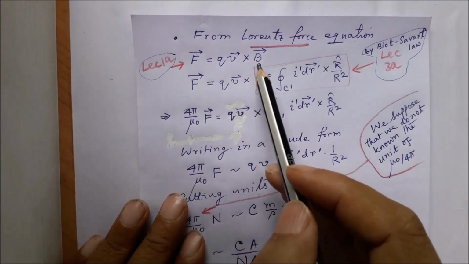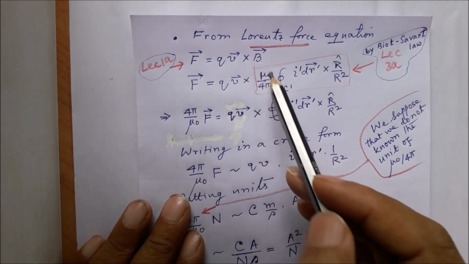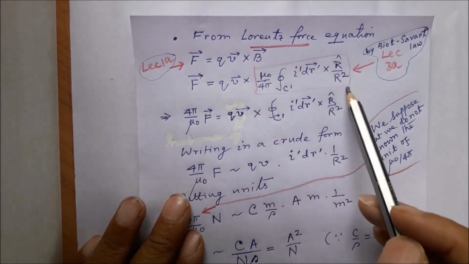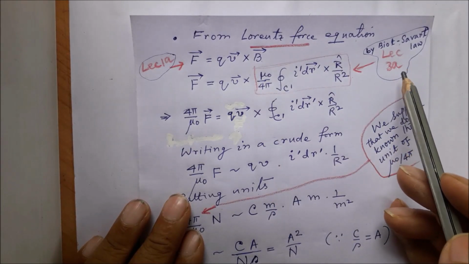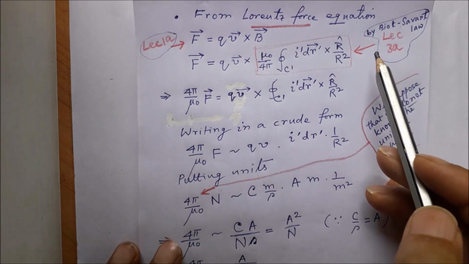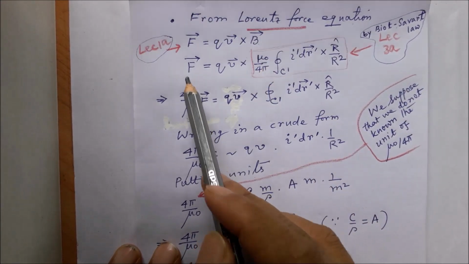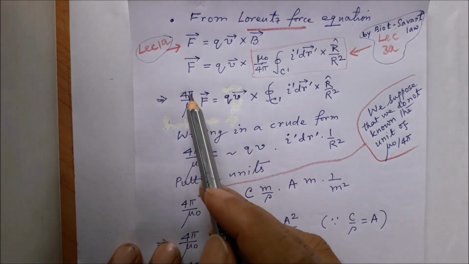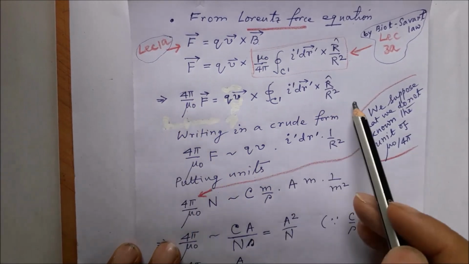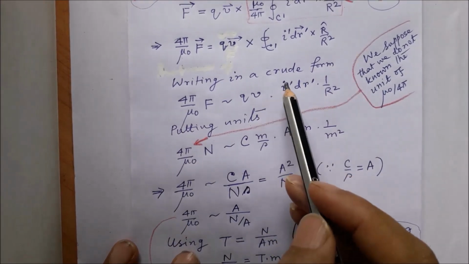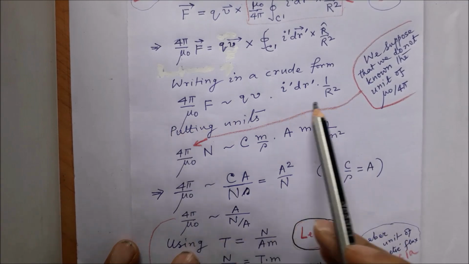which is F equal to Q into V cross B, and instead of B we will put this expression which we obtained from Biot Savart's law that was discussed in lecture 3a. Therefore if we take mu 0 by 4 pi to the left side, it becomes 4 pi by mu 0, and we have this expression. We can write this in a crude form to get an estimate, and we end up with this relation.